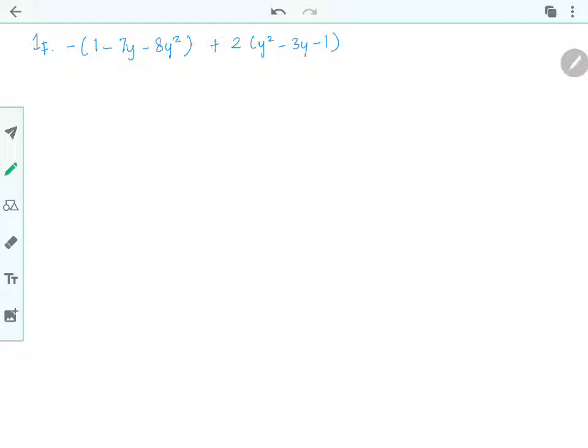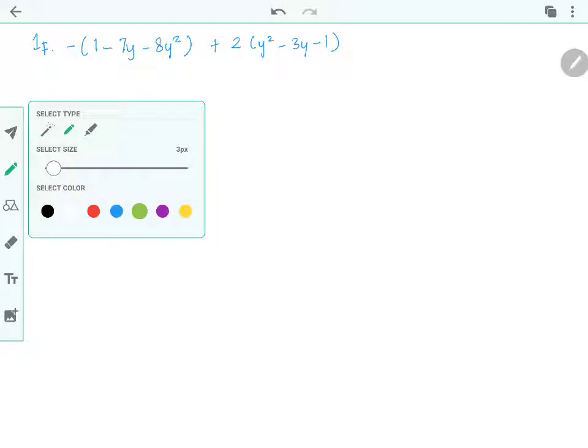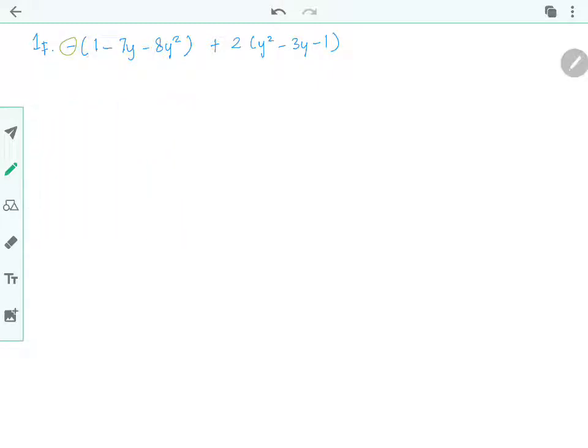Now look at this. At first, we need to do the negative expression. When we have a negative expression, it means we need to do the inverse. Here I have minus, so minus 1, minus of minus 7y is equal to positive 7y. Minus of minus 8y square is equal to positive 8y square.